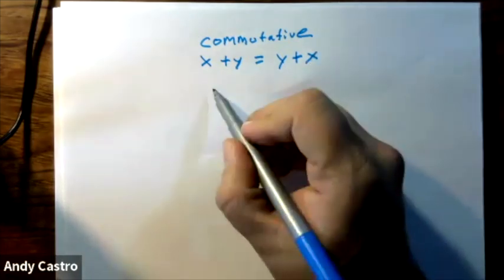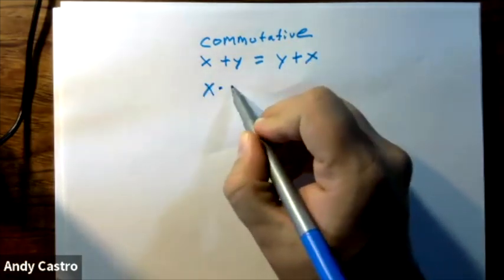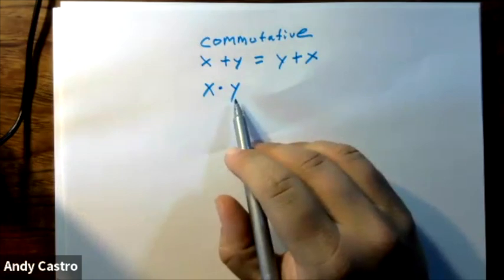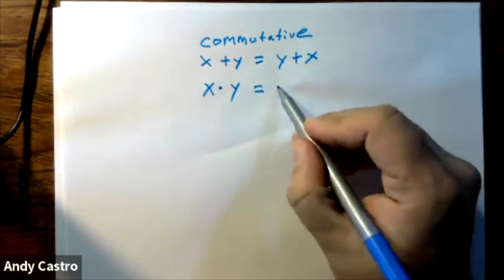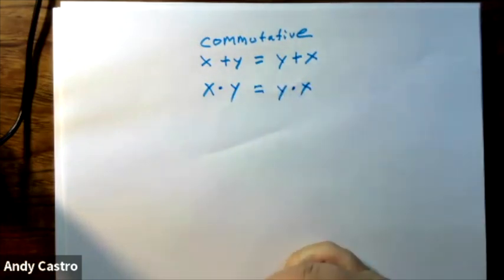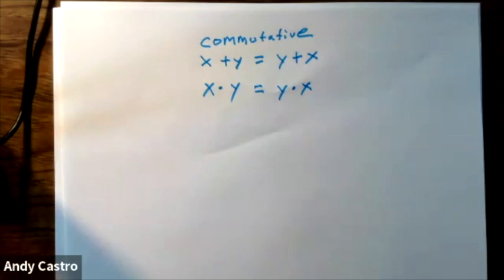The other thing that's commutative is multiplication. X times y is the same thing as y times x. Division and subtraction are not commutative.